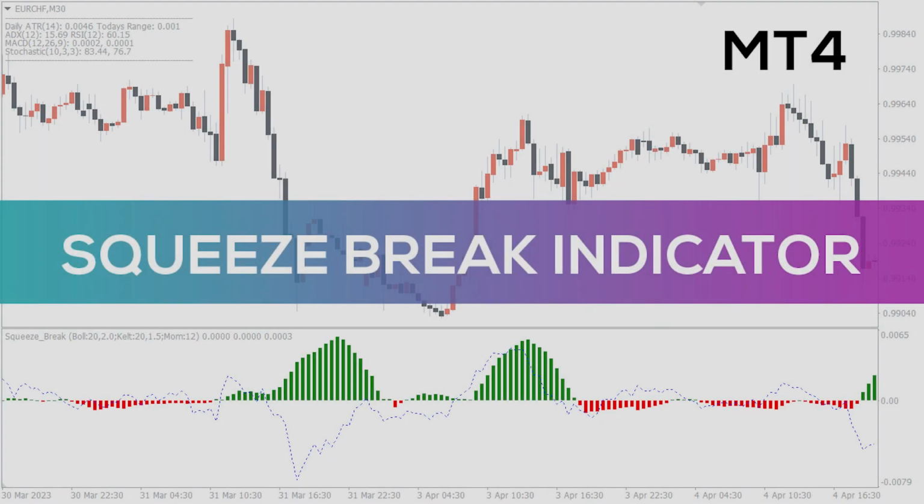Hey fellow traders! In this video we're gonna take a look at the squeeze break indicator for MT4.